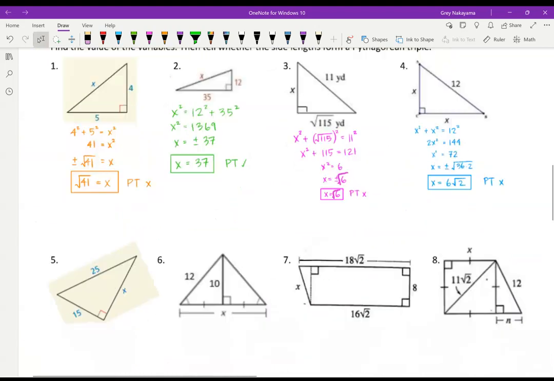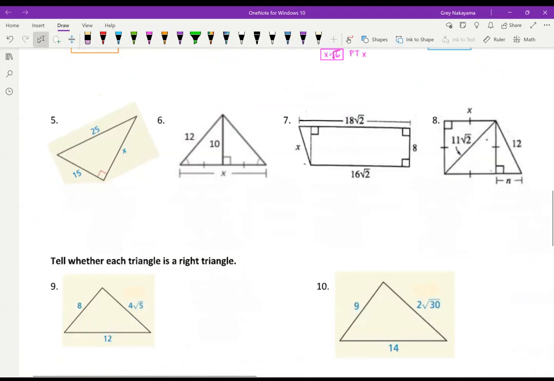All right, number 5. So really the key, y'all, when you're doing this, you always want to make sure you know which one's opposite the right angle. Which one has to be by itself? 25. So I've got 15 squared plus x squared equals 25 squared. And 225 plus x squared equals 625. X squared equals 400. X equals plus or minus 20. So x equals 20. And all of those sides are whole numbers, and they satisfy the Pythagorean theorem, so that is a Pythagorean triple. 15, 20, and 25 is a Pythagorean triple.